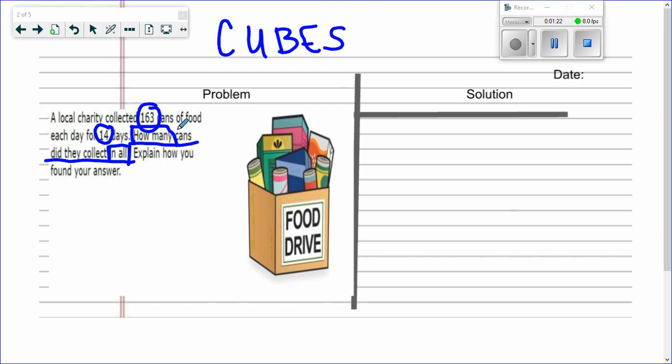Our E is for evaluate and visualize. So when I do that, I always kind of put myself in the problem. If I was collecting donations for a local charity and I collected 163 cans of food every day for 14 days, I would need to figure out how many cans I collected altogether. And then we need to solve.